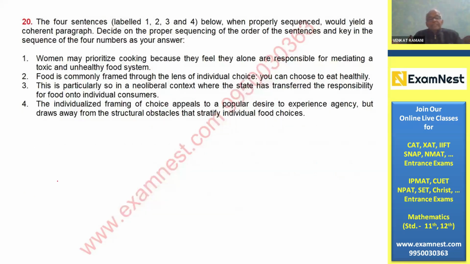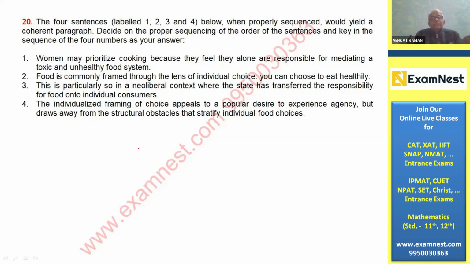Now let's come to the next exercise, and here you have got to do a proper sequencing. If you look at the entire cluster of sentences, you may see for yourself what could be the first sentence. Sentence 1: Women may prioritize cooking because they feel they alone are responsible for mediating a toxic and unhealthy food system. Sentence 2: Food is commonly framed through the lens of individual choice. You can choose to eat healthily. Sentence 3: This is particularly so in a neoliberal context. Sentence 4: The individualized framing of choice appeals.